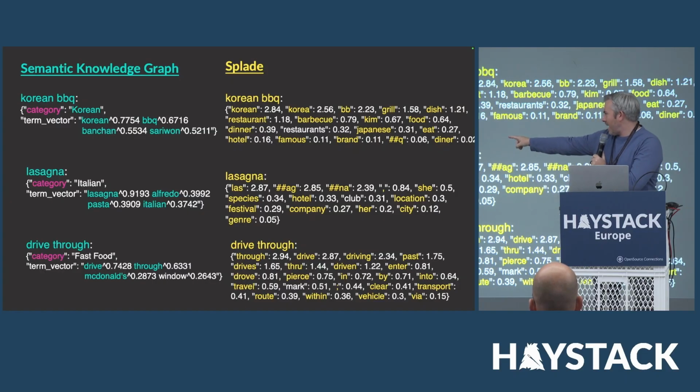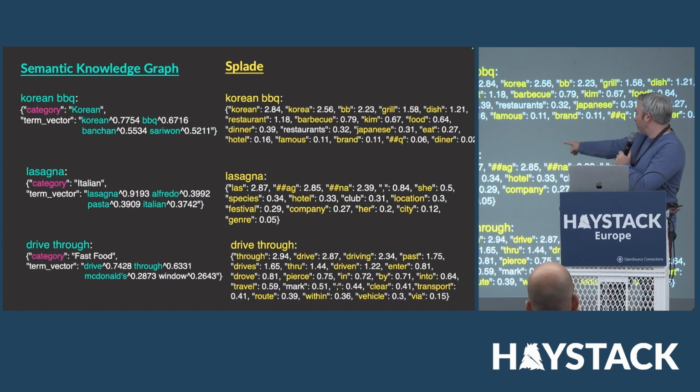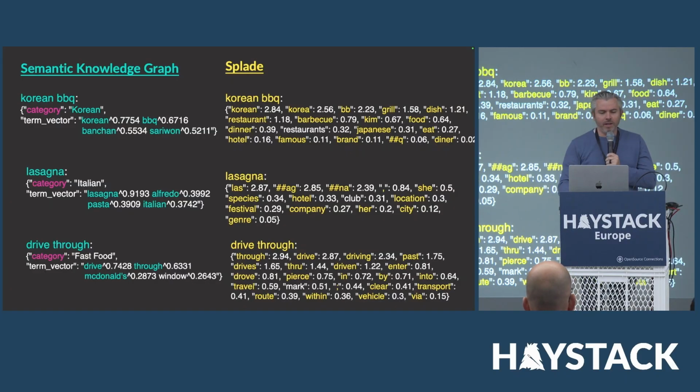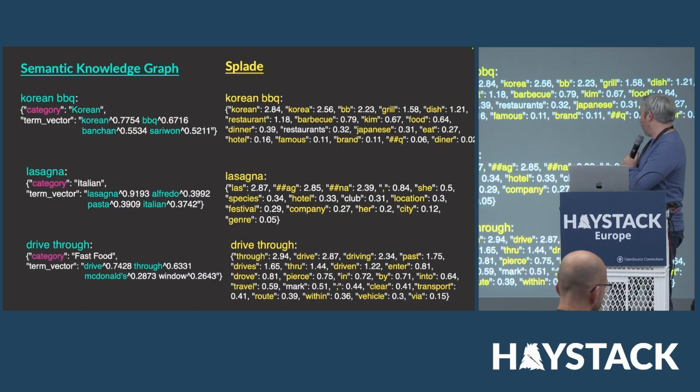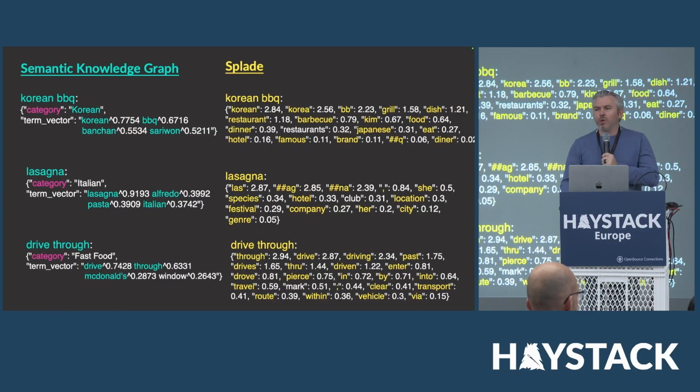Lasagna, Italian, lasagna, Alfredo, pasta, Italian, from my inverted index. Over here, Splade: lads, ag, nah, okay, comma, what? She, species? Festival, company, genre, okay, whatever. Drive-through, fast food, drive-through, McDonald's. Window, I didn't get the color right. Drive-through over here: through, drive, great, driving, pass, drives, through, driven, enter, pierce, into, transport, clear vehicle, route. Okay, you get the idea.